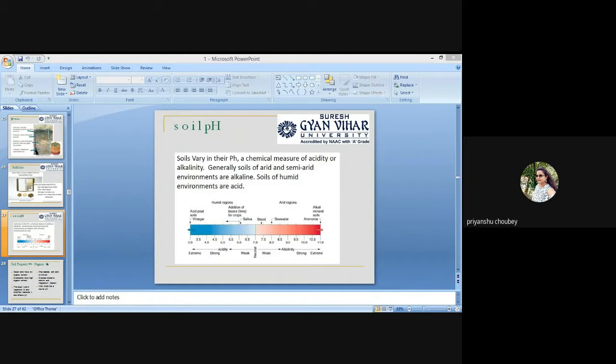The degree of acidity is indicated by the soil pH. Extremely acidic soil pH range is more than 4.5, very strongly acidic 4.5 to 5, strongly acidic 5.1 to 5.5, moderate 5.6 to 6, slightly acidic 6.1 to 6.5, and neutral 6.6 to 7.3.